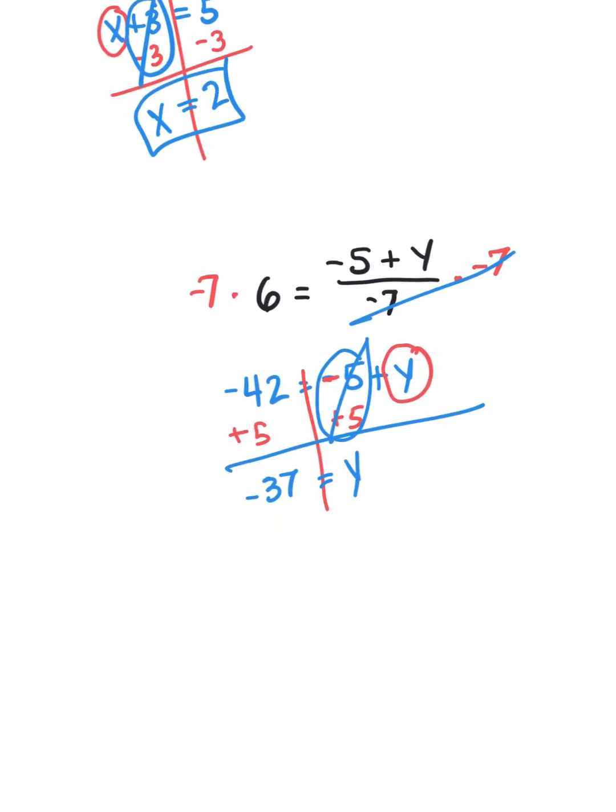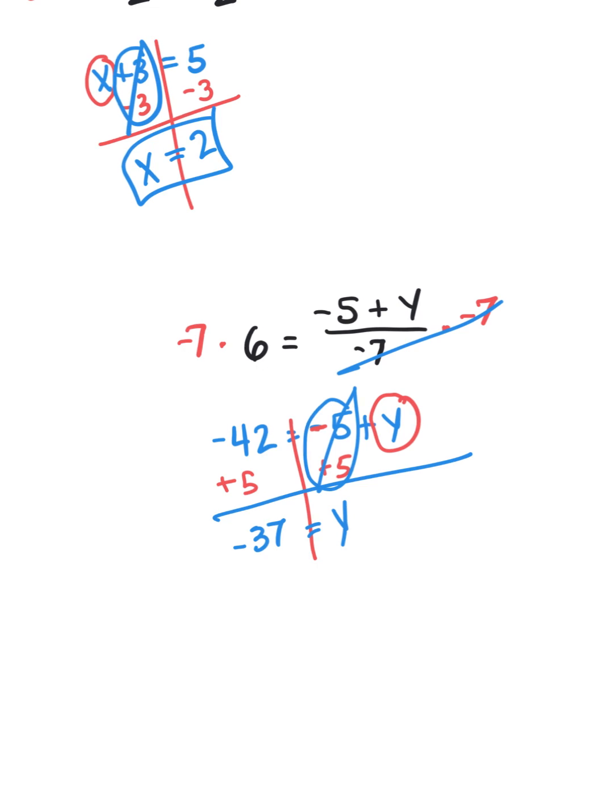Moving on. And we can substitute. I know I keep skipping that step. So if we put a -37 here, I know that -37 and -5 is going to be -42, and -42 divided by -7 is +6.